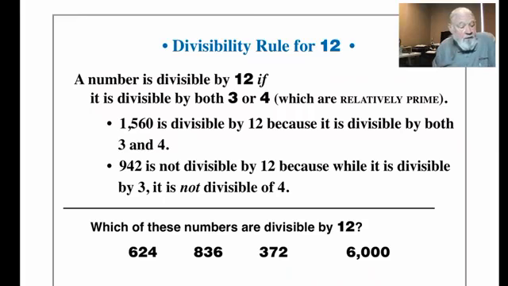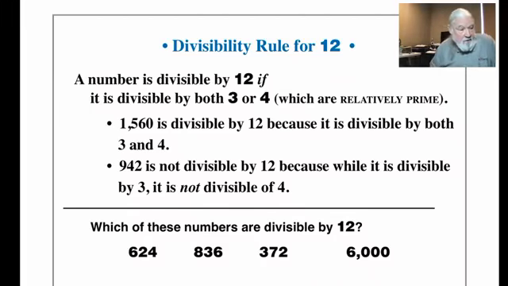A number is divisible by 12 if it's divisible by both 3 and 4. And note, as it does on the screen, that 3 and 4 are relatively prime. So looking at the examples there, 1560 is divisible by 12 because it's divisible by 3. The sum of the digits is 12, and that's divisible by 3, and it's divisible by 4. Recall the rule for 4 being, does 4 go into the last 2 digits? And half of 60 is 30, half of 30 is 15, so yep, we can take half of a half, and we're done with that.